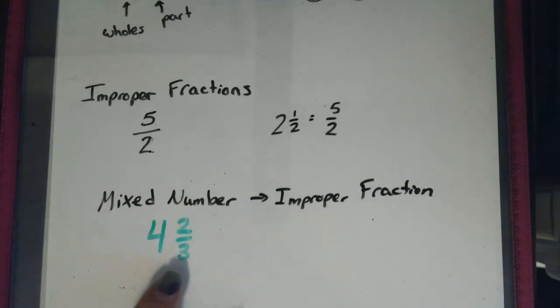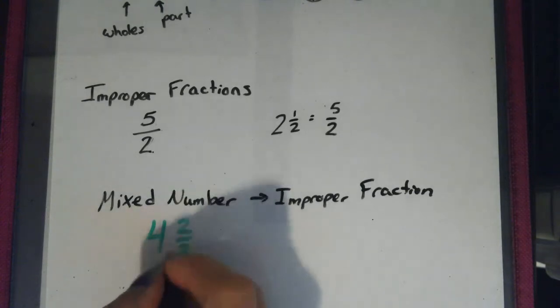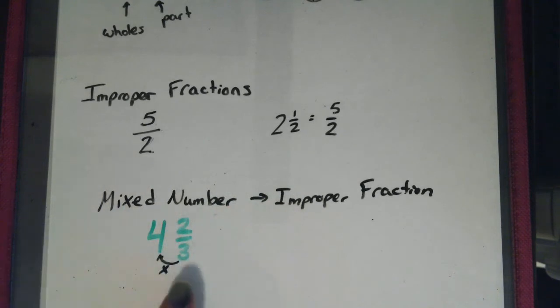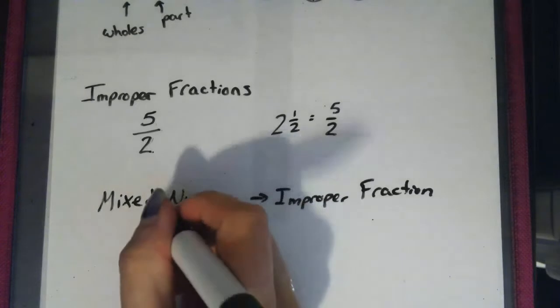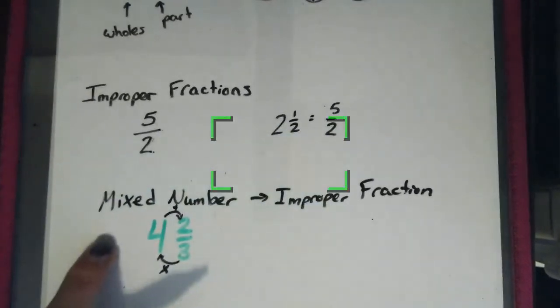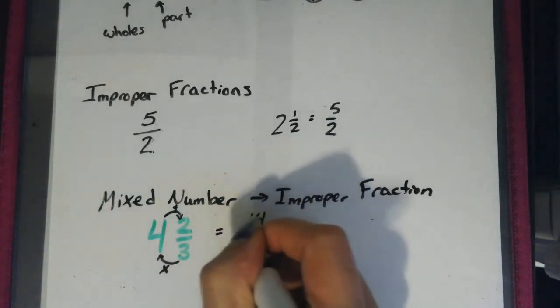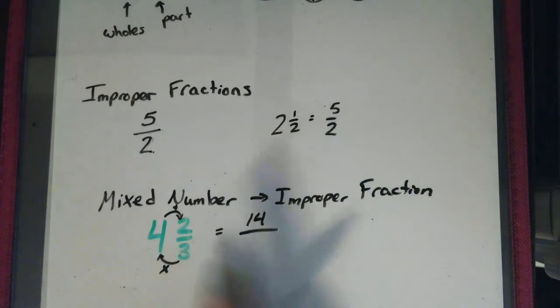So the first thing you're going to do is you are going to take the denominator, 3, and multiply it by your whole number, 4. So we're going to take those two and multiply them. 3 times 4 is 12. Whatever we get from that, we are going to add the numerator. So 3 times 4 is 12. 12 plus 2 is 14. And then our denominator is going to be the same, 3. So 4 2/3 is equal to 14/3.